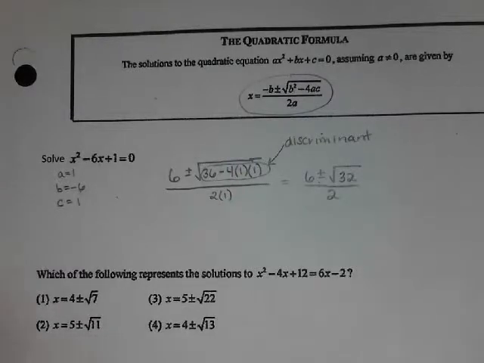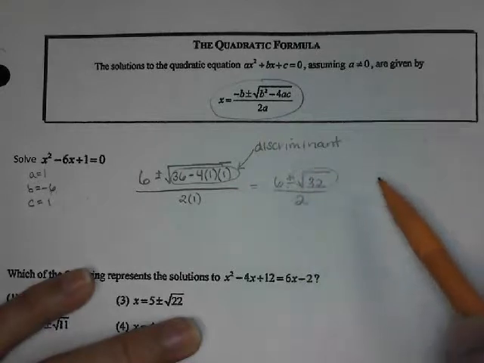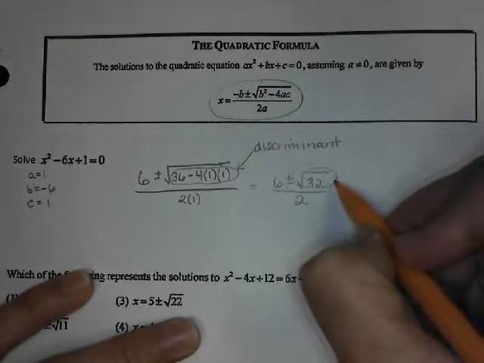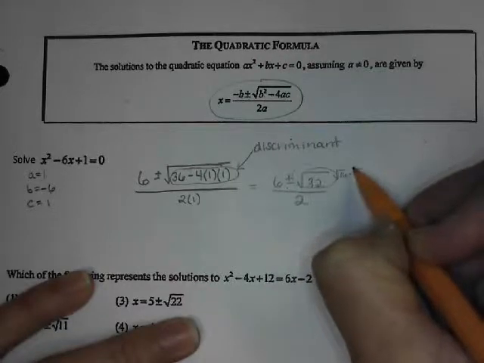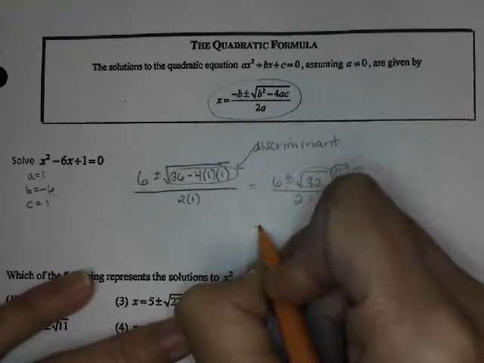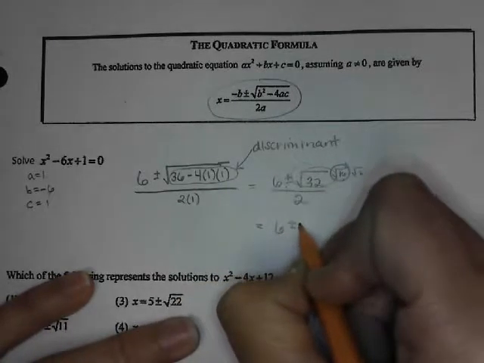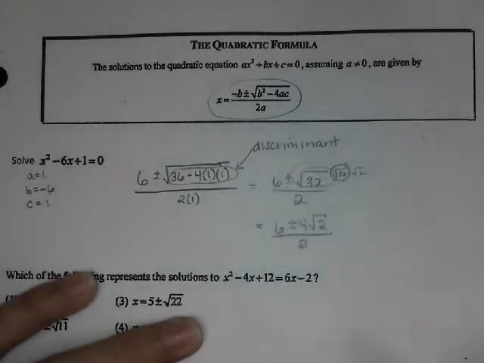Okay, now we just took a time out and spent some time simplifying radicals, and we have to do this here. The square root of 32. We would break up root 32 into root 16 times root 2, because we know that that has a square root of 4. So we're going to see 6 plus or minus 4 root 2 all over 2. And make sure the whole thing is over 2.